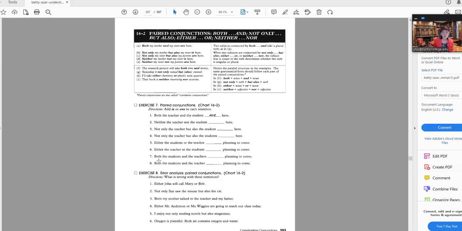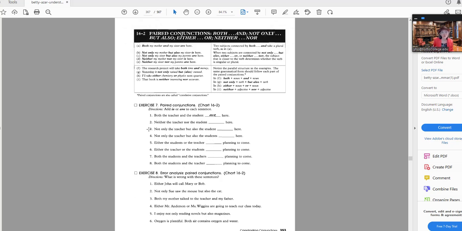Oh, here you have both. Okay, as soon as it becomes both, then it becomes plural. Both the students and the teachers are. Both the students and the teacher are. It doesn't matter what the subject is here. When you have both and, it's always plural.